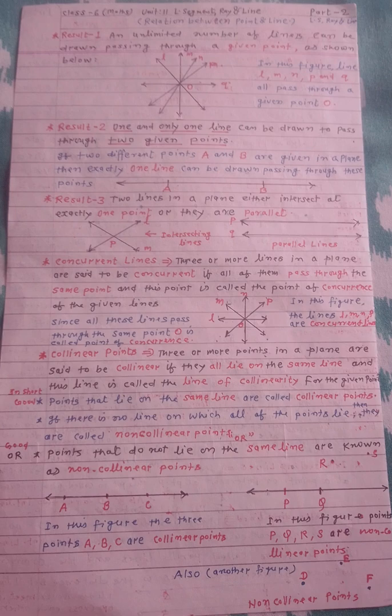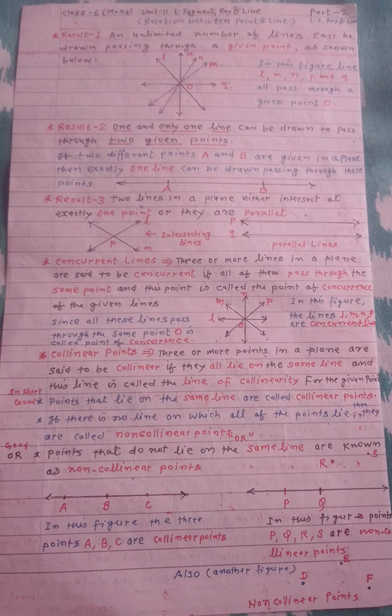Now, first result: an unlimited number of lines can be drawn passing through a given point as shown in the figure. Now a point O, and from this point lines L, M, N, P and Q all pass through the given point O. So from a given point we can draw an unlimited number of lines.